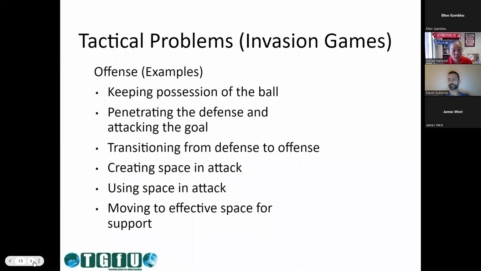These are examples of tactical problems in invasion games, such as on the offensive side: keeping possession of the ball, penetrating the defense and attacking the goal, transitioning from defense to offense, creating space in attack, using space in the attack, and moving to effective space for support.